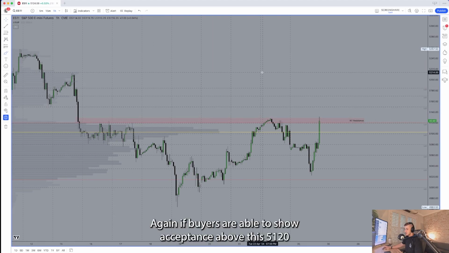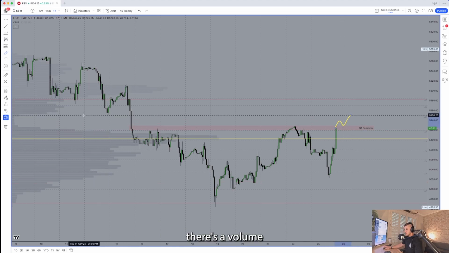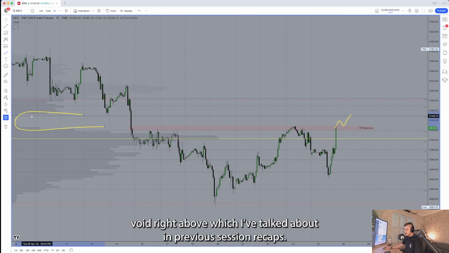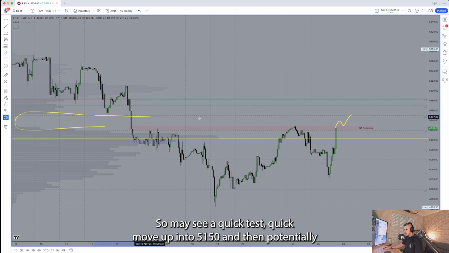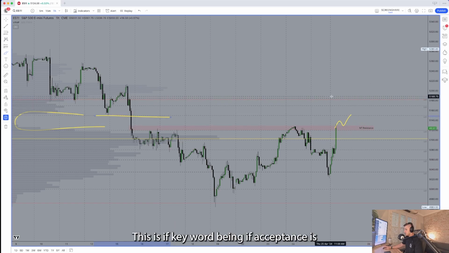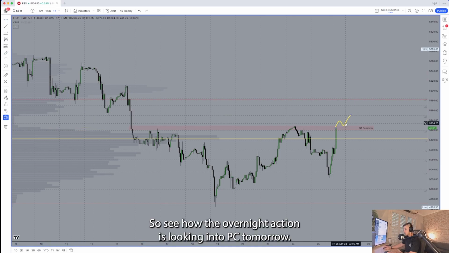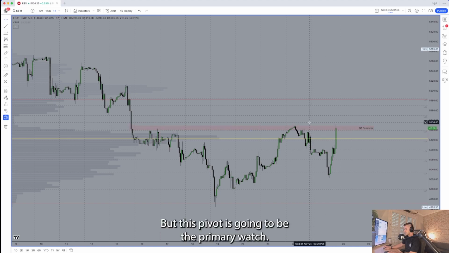Again, if buyers are able to show acceptance above this 5120, there's a volume void right above, which I've talked about in previous session recaps. So may see a quick test, quick move up into 5150, and then potentially getting back into that 5170, 5185 upside levels. This is if, keyword being if, acceptance is seen above that 5120. So see how the overnight action is looking into PCE tomorrow, but this pivot is going to be the primary watch.